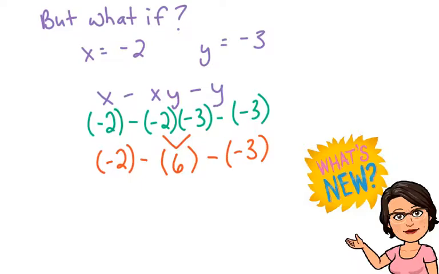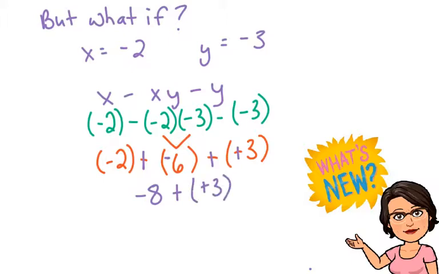No, let's change it to addition. So we're going to change this one to addition, which means we have to change the symbol on the positive 6 to negative. And we're going to change this one to addition and change this negative 3 to a positive 3. Don't you love opposites? Me too. So negative 2 plus negative 6 is, good, negative 8. Then we have plus positive 3.